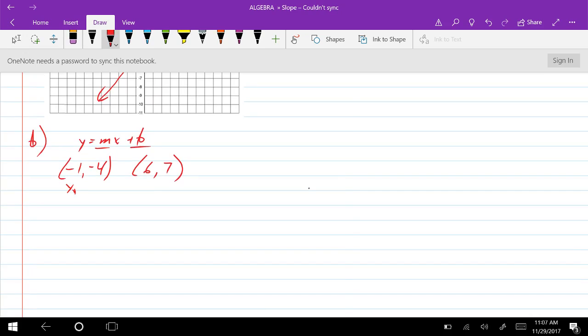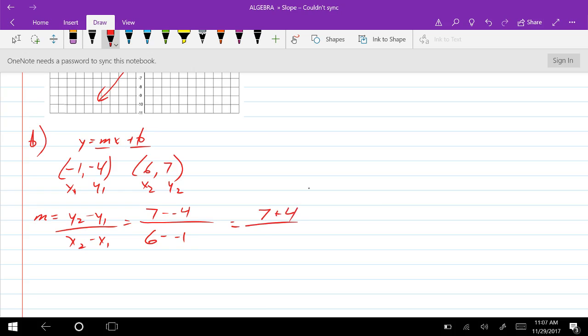I have x1, y1, and x2, y2. My slope is equal to y2 minus y1 over x2 minus x1. y2 is 7, and I subtract y1, which is -4. x2 is 6, and I subtract my x1, which is -1. When I have a double negative, that's the same thing as adding. So it's really 7 plus 4 over 6 plus 1. 7 plus 4 is 11. 6 plus 1 is 7. So I was right. My slope is 11 over 7.